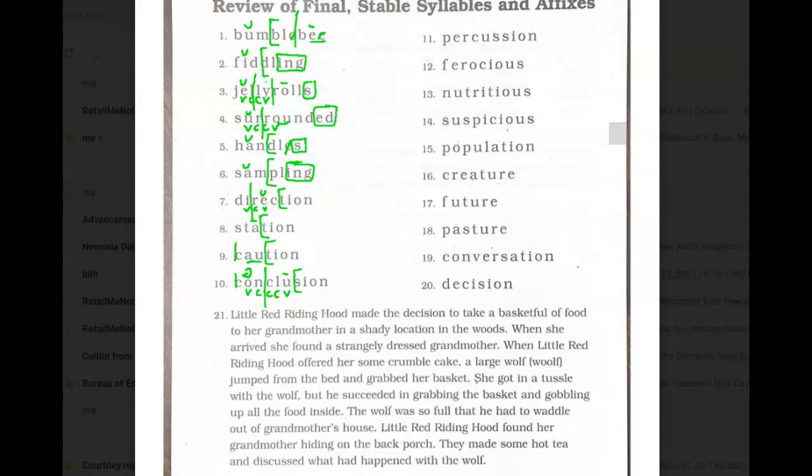Little Red Riding Hood made the decision to take a basket full of food to her grandmother in a shady location in the woods. When she arrived, she found a strangely dressed grandmother. When Little Red Riding Hood offered her some crumble cake, a large wolf jumped from the bed and grabbed her basket. She got in a tussle with the wolf, but he succeeded in grabbing the basket and gobbling up all the food inside. The wolf was so full that he had to waddle out of Grandmother's house. Little Red Riding Hood found her grandmother hiding on the back porch. They made some hot tea and discussed what happened with the wolf.